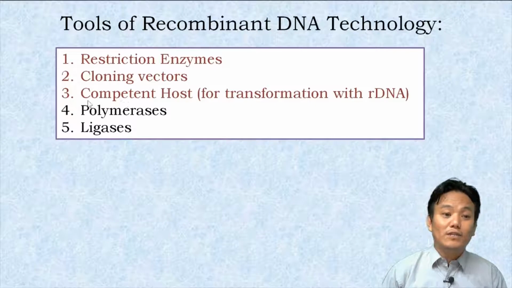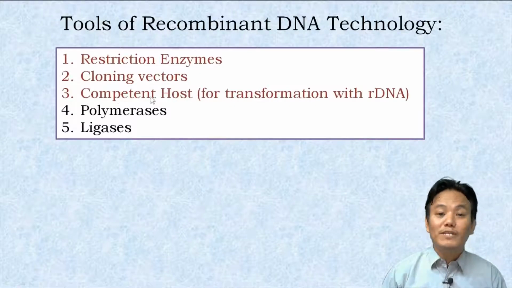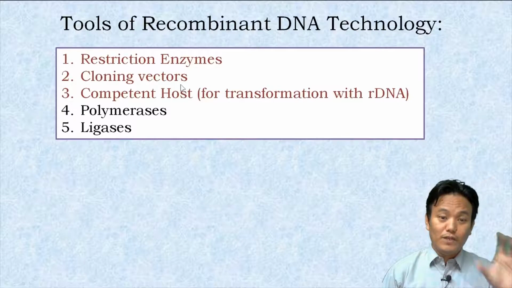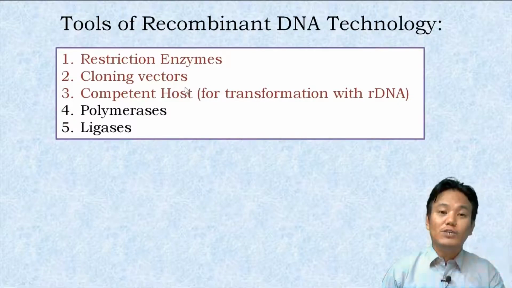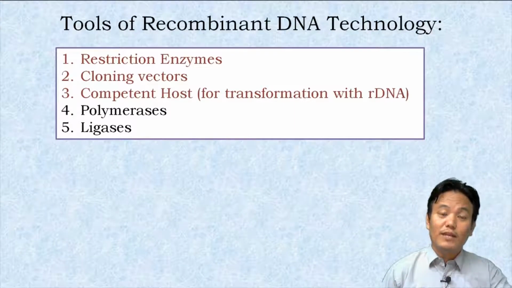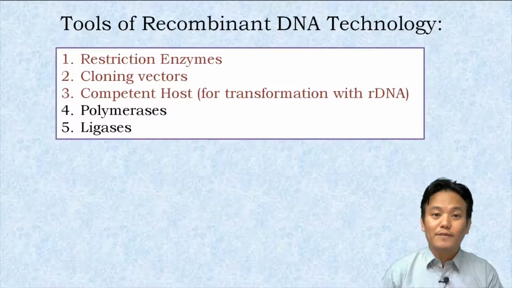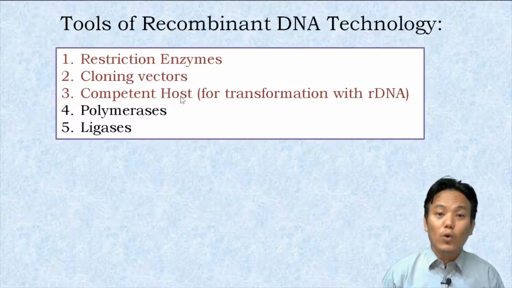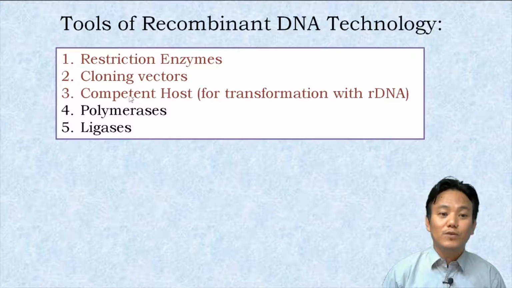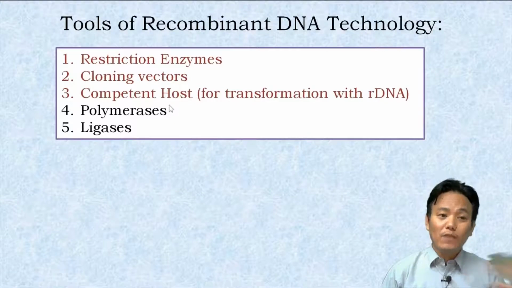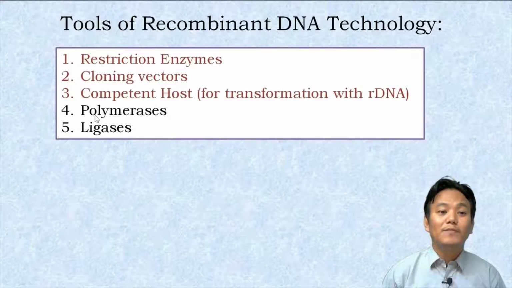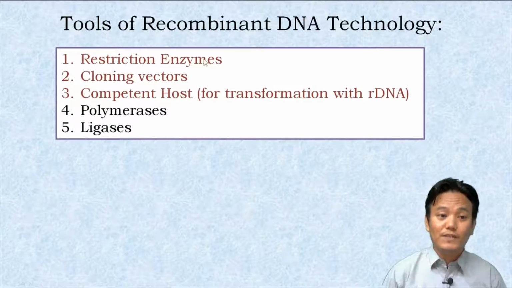And then in recombinant DNA technology, we require a competent host, right? We create that recombinant DNA so that we can introduce it into some particular organism, so that that organism becomes genetically modified. That organism is called the host, and that host should be competent enough to take up the foreign gene. So the third one is competent host, and then apart from that, we also require certain enzymes like polymerases, ligases, etc. So we will discuss the first three: restriction enzymes, cloning vectors, and competent host.